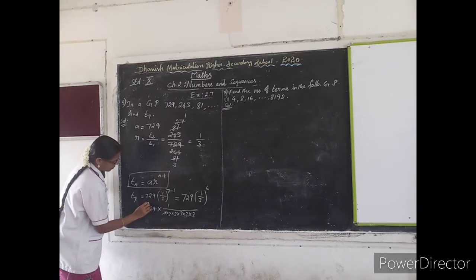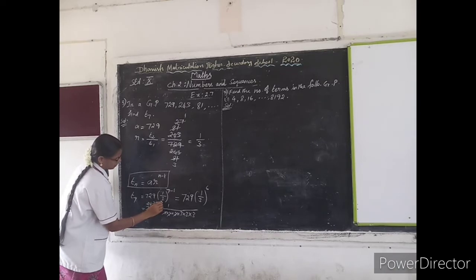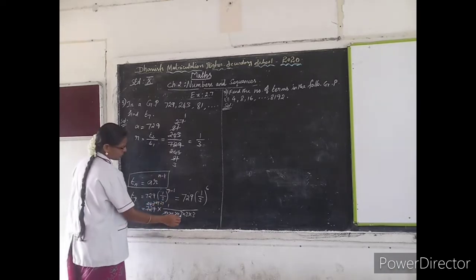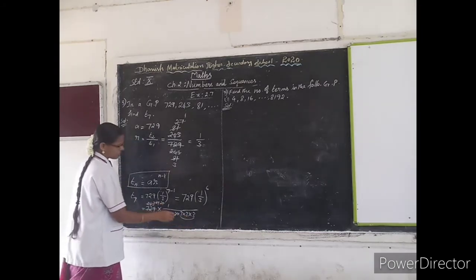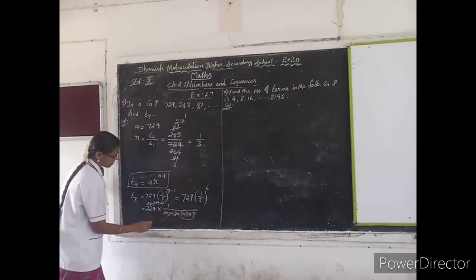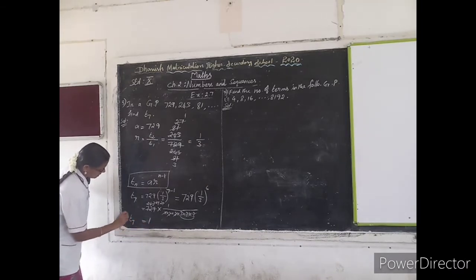Three threes are 9, 2 threes are 6, 6 4s are 24... 81. Now this 3, 27. Now 3 threes are 9, 9 threes are 27. So cancel this 27 and this 3s. So the answer is 1. Therefore T7 is 1.